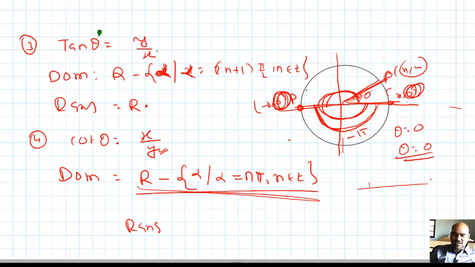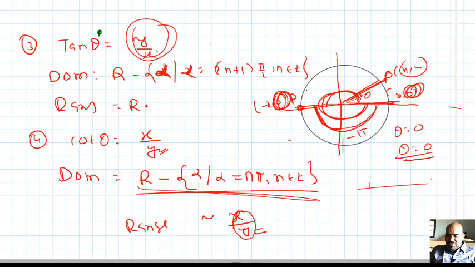Range you need to find with the same argument. Clearly I explained, y by x, here x by y, same. Sometimes x may be greater than y, sometimes x may be less than y, sometimes x equal 0, but y is never 0. So what is the meaning of that? X by y is always any real number. That's why the output is all real numbers. Range of cot function is also R. So input is restricted here, output is all real numbers. This is about tan and cot.